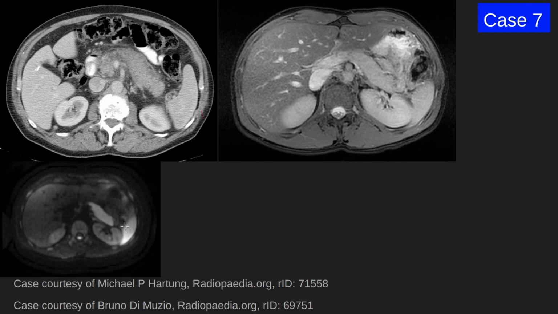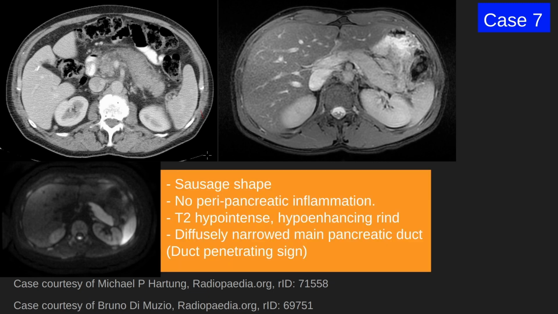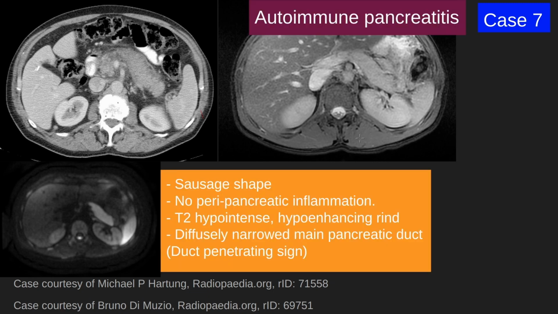This is a diffusion-weighted image and shows diffusely increased signal intensity within the pancreatic parenchyma. Putting all these things together, with sausage pancreas, no peripancreatic inflammatory changes, and restricted diffusion, these findings are suggestive of autoimmune pancreatitis. Another finding which is not seen on this exam is a diffusely narrowed main pancreatic duct, also known as the duct penetrating sign.